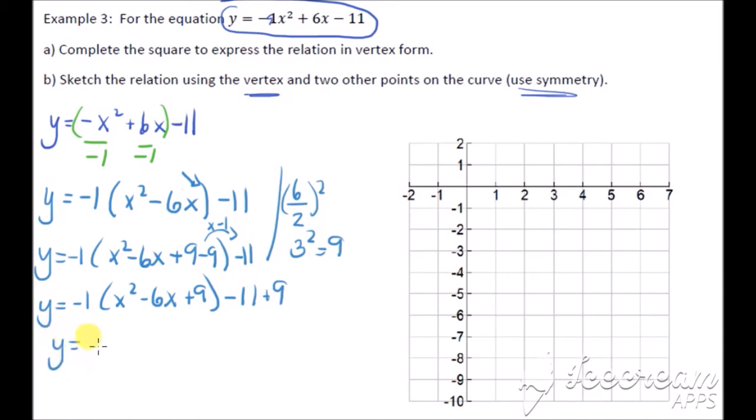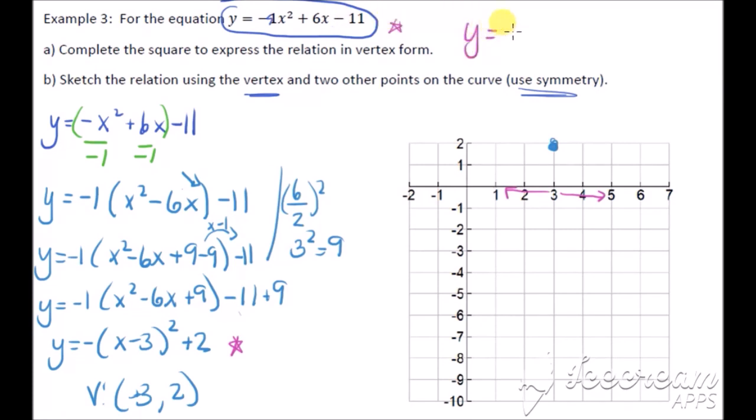And now what we do is we factor our perfect square trinomial, and then minus 11 plus 9, I get plus 2. So our vertex here is positive 3 plus 2. So 3 and then 2. Okay, if we want to use symmetry, well, we know that we can go out to the right 2 and out to the left 2, and we can sub in the point for 1 and 5. So we can do this in either our new equation here or our equation up here, it doesn't matter.